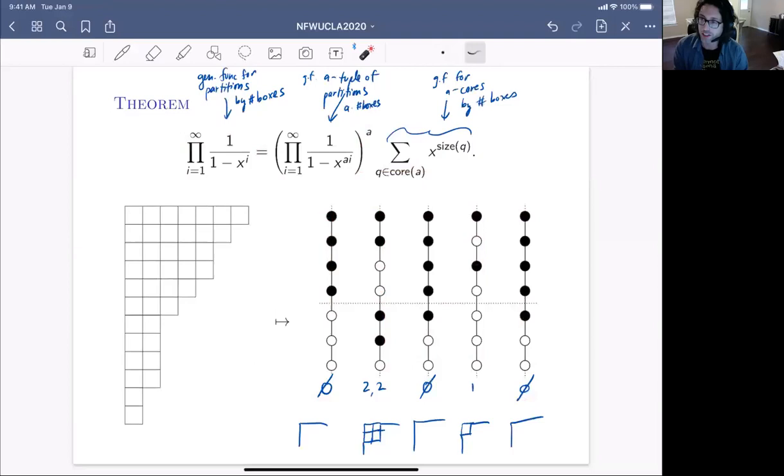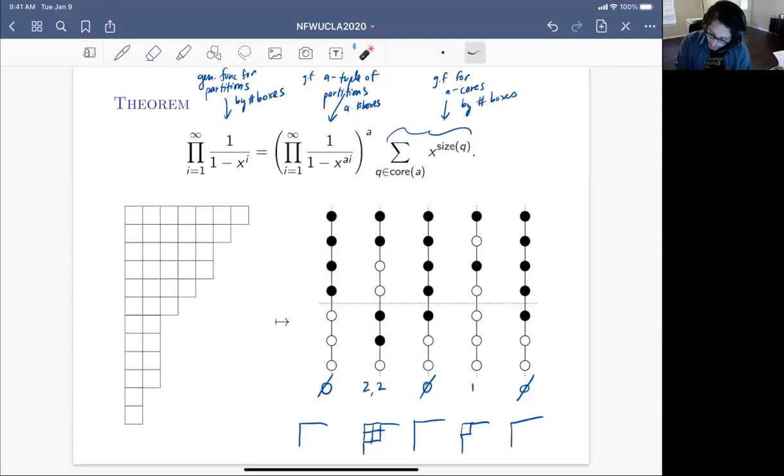Okay, so we're gonna generalize that. Go ahead. So that's a quick question. Can you just do this like the way that you remove the rims, like take a core and then see how many rims can go to this thing, and then they actually just count all the partitions?